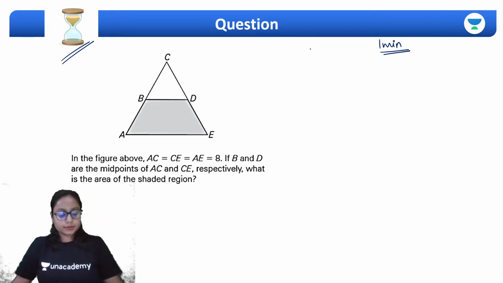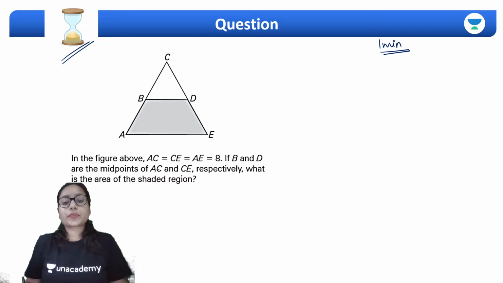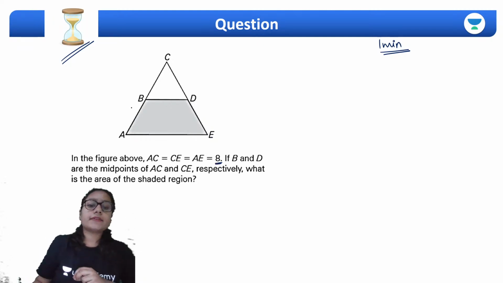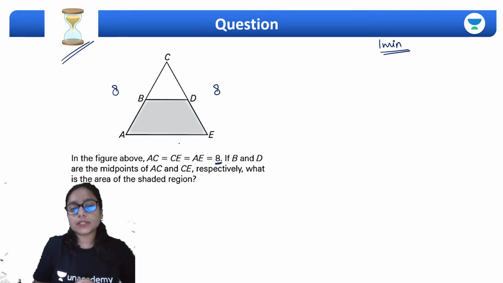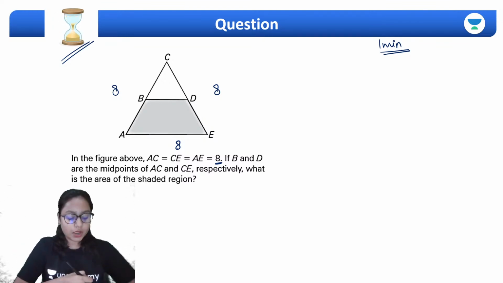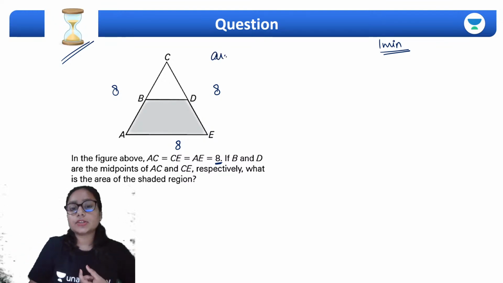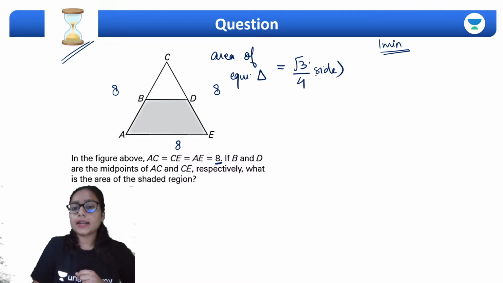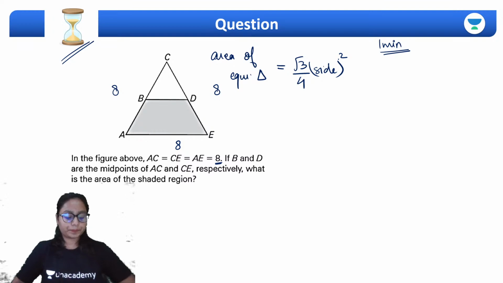See, here it is given that AC is equal to AE is equal to EC, and all these values are 8. All sides of this triangle are 8, therefore this is an equilateral triangle. What is the area of an equilateral triangle? The area of an equilateral triangle is equal to root 3 by 4 into side square. Right? This is the area of an equilateral triangle.